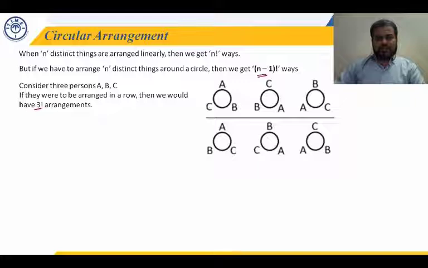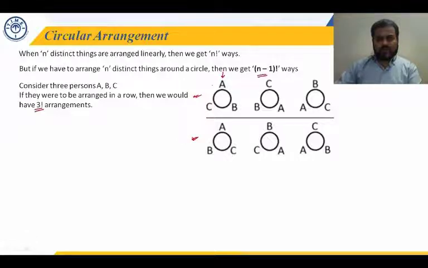These 3 factorial arrangements, which would have been the case when we do a linear arrangement, those same 3 factorial, which is 6 arrangements, have been done here in the case of a circle. Now look at these 3 arrangements in the top row and these 3 arrangements in the bottom row. Okay.